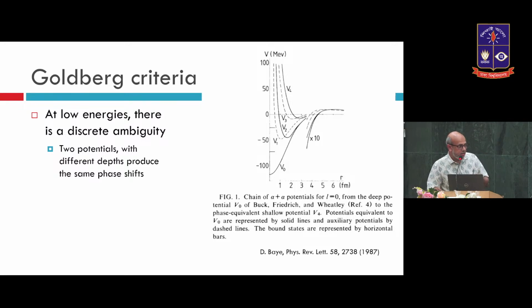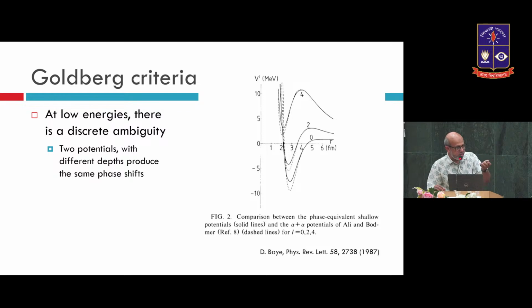And this is where they compare the standard potential of Buck, Friedrich, and Wheatley with the potential of Ali and Bodmer. Here again, perhaps some of you wonder why Shamsher Ali is rather well known. It is because of this work. Ali Bodmer, this was his PhD work. So the Ali Bodmer potential is still considered quite standard, and so they compare and it matches. So this was the transformation from deep to shallow.